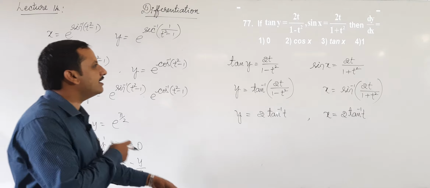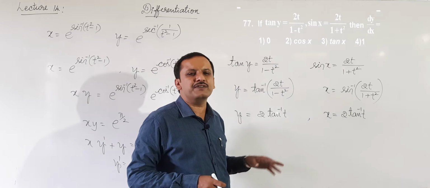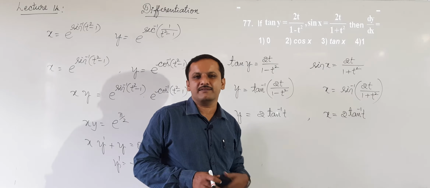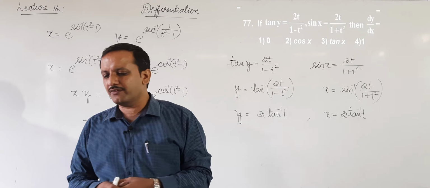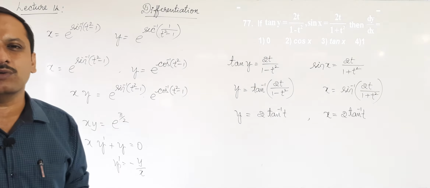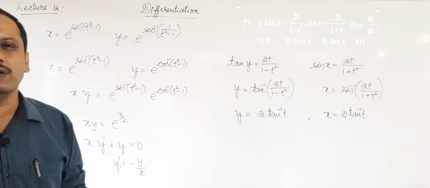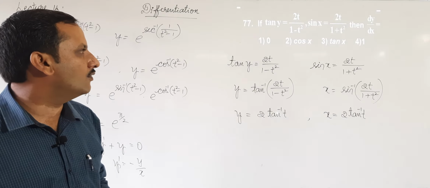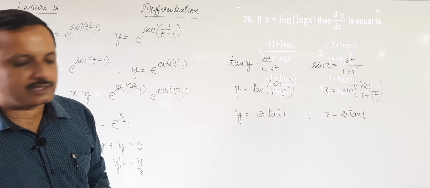We are asked to find dy by dx. That means differentiate y with respect to x. Here both y and x are one and the same. Therefore, the derivative of y with respect to x will be equal to 1. Okay? Or if you want to use parametric form of differentiation, you are allowed to do it. dy by dx is equal to dy by dt divided by dx by dt. Here you get 2 by 1 plus t square. There also you get 2 by 1 plus t square. Cancel them, get the answer as 1. 1, fourth option. 79th question.